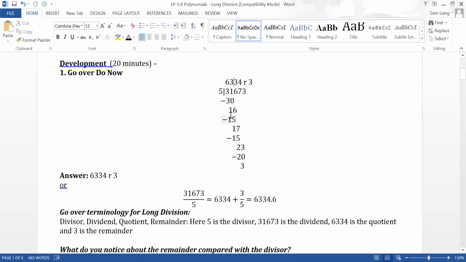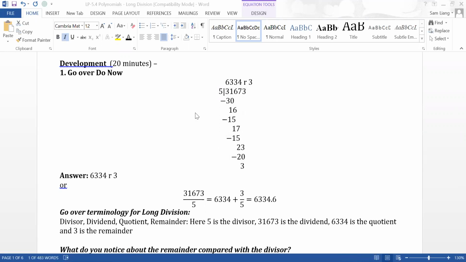3 times 5 is 15. We subtract the 15 from the 16, we get 1 again, and then we bring down the 7 as well, and then we see that 5 goes into 17 3 times, and then we multiply 5 times 3, which brings you 15, and then subtract 15 from 17, which gives you 2, and then we bring down the last 3, which is 23, and then 5 goes into 23 4 times, so we put the 4 at the top next to the 3, and then 5 times 4 is 20, and we get a remainder of 3, which gives us our answer 6,334 with a remainder of 3.